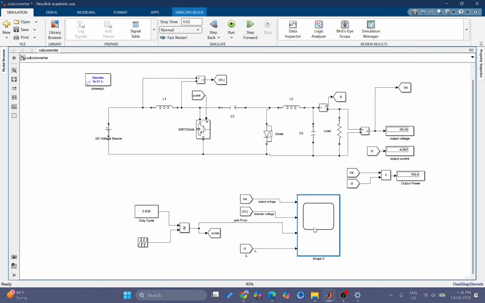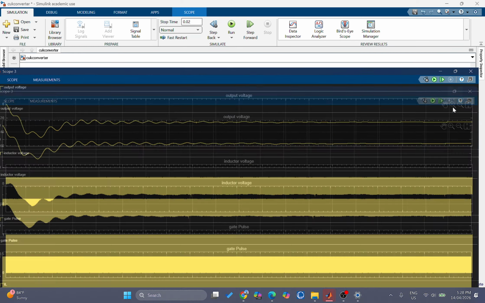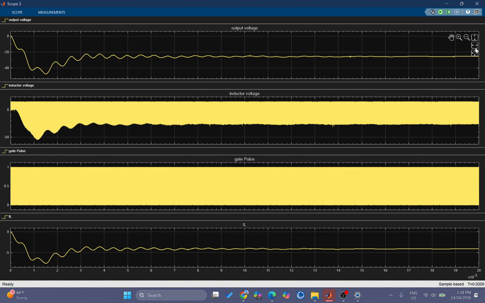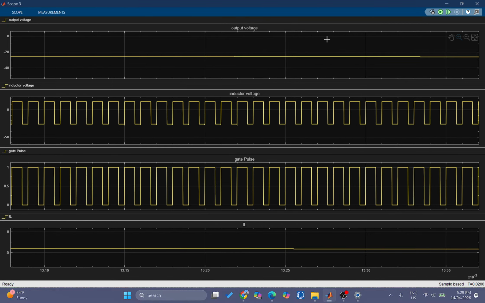I have a scope here comparing the waveforms. The first waveform shows the output voltage. The second waveform is showing the inductor voltage. Then the gate pulse is given. Then finally the output current is shown here. So if we go somewhere here at the steady state and see the voltage, you can see that your output voltage is minus 25, right?